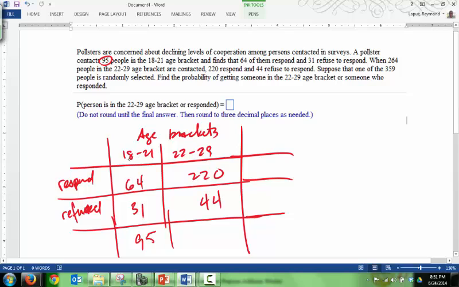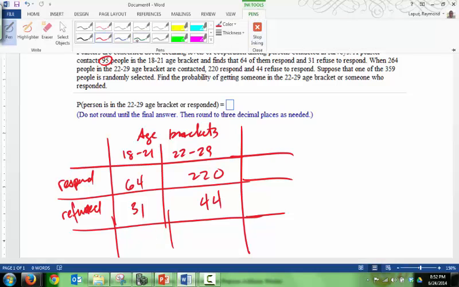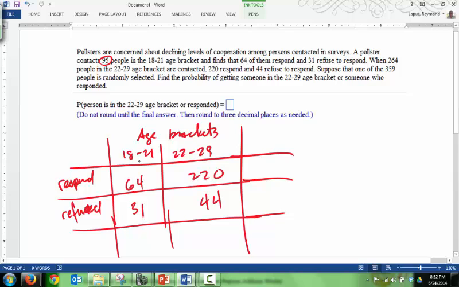So out of the 18 to 21 bracket, there are 95 people that were surveyed, and this is how they split up. So 264 for that one. Actually, I should have done that in a different color. So we have our table given, or we would make it up.